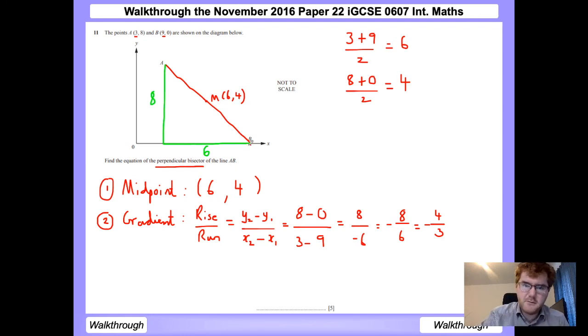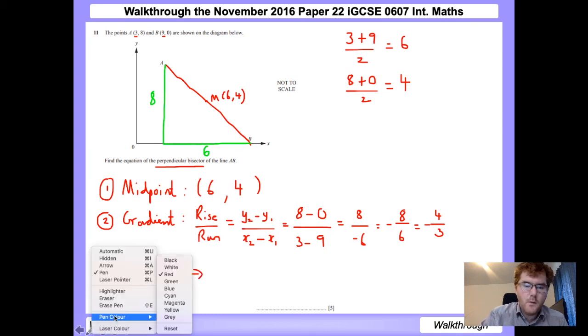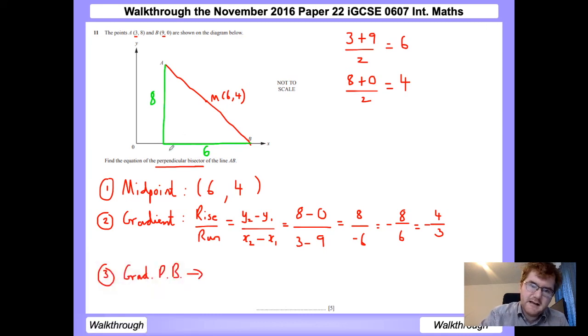Okay, step number 3, we've worked out the gradient of the red line. What we want is the gradient of the perpendicular bisector. So the grad of the perpendicular bisector, PB. Okay, so what we do to get that, and let me draw in what this perpendicular bisector is going to look like. It's the line that goes in this direction, and it makes a right angle with this. And the way we can work this out is what's called the negative reciprocal. So we flip that fraction and change it from a minus to a positive.